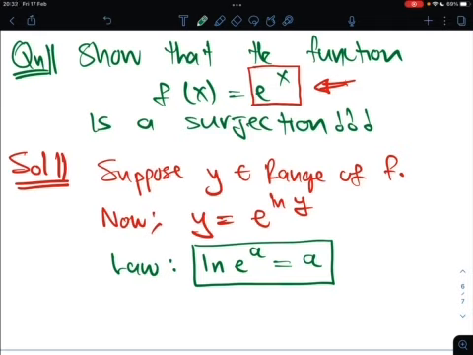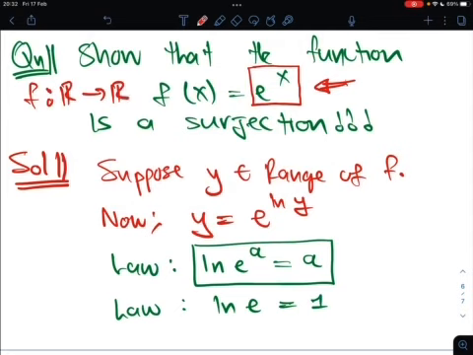Or maybe you can just grasp it as follows, that the natural log of e is just 1. So that's what exactly I'm playing around with here. So this thing y can be written like that. The fact that y can be written in that format is all that we need to prove the surjectivity of this function, because this function is a function which sends real numbers to real numbers. So that's what additionally is given.